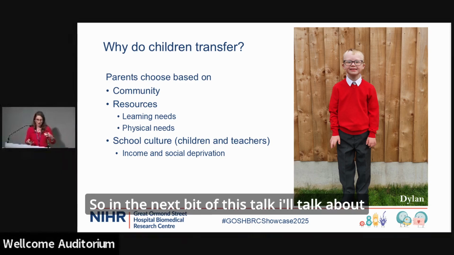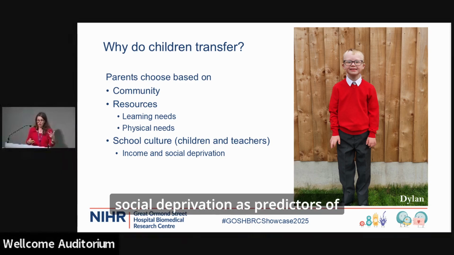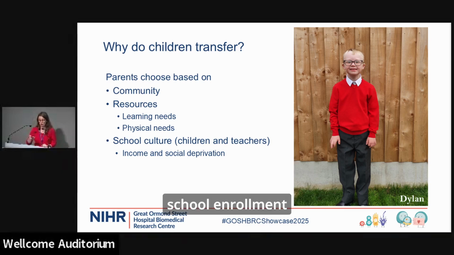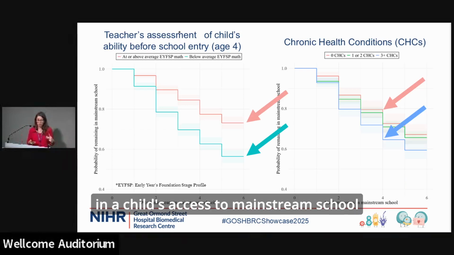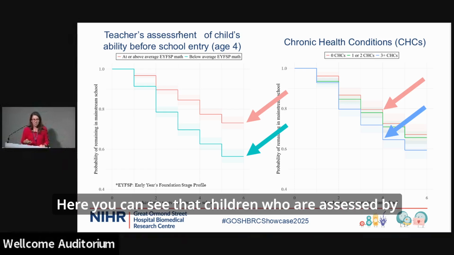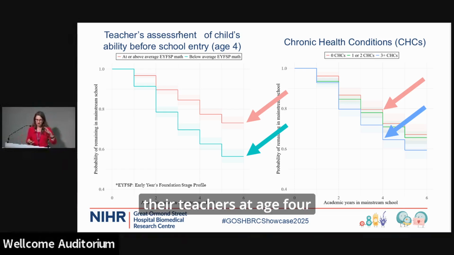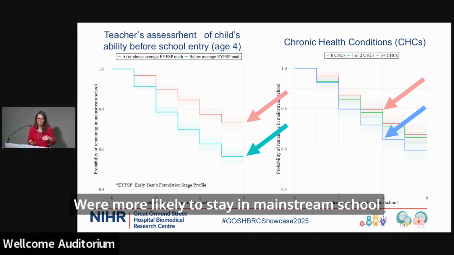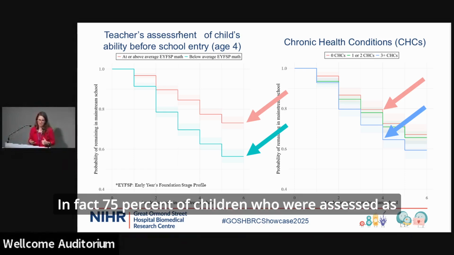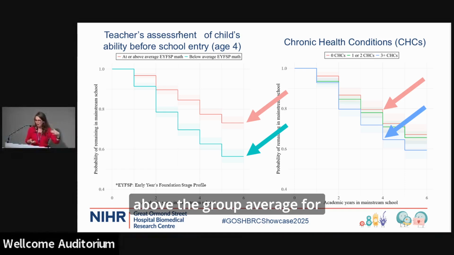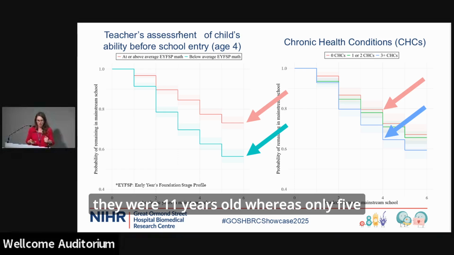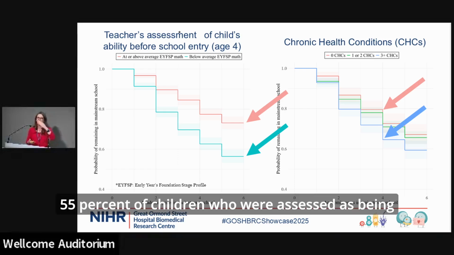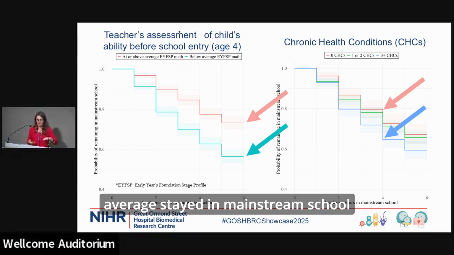So in the next bit of this talk, I'll talk about learning needs, physical needs, and social deprivation as predictors of school enrollment. What we found is that all 3 of these play a role in a child's access to mainstream school. So here you can see that children who are assessed by their teachers at age 4 as being more able were more likely to stay in mainstream school. In fact, 75% of children who were assessed as above the group average for children with Down syndrome stayed in mainstream school until they were 11 years old, whereas only 55% of children who were assessed as being below the Down syndrome average stayed in mainstream school.